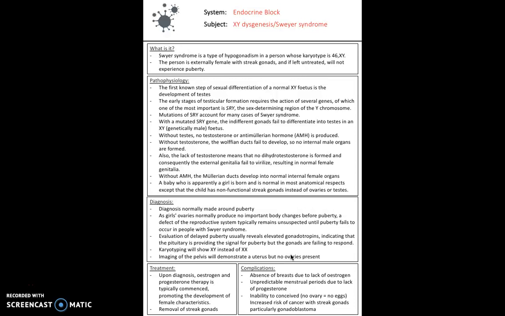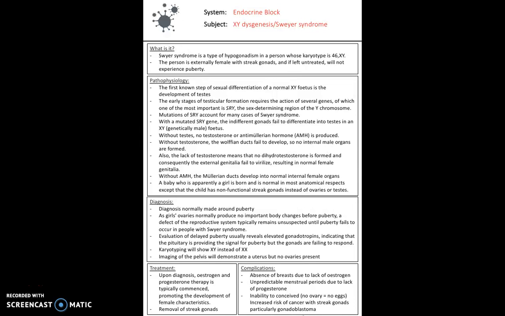If it's left untreated at this stage, which it often is, the patient will not experience puberty, and they won't know they've got XY dysgenesis normally until this point, because they notice they don't have puberty, they present to the doctors, and as a result we do this diagnostic testing, and we eventually find out that the karyotype is XY, which is of course male, and not XX, despite the appearance of a female. The complications and consequences of this are of course that the patient may not be able to have children, because if we have those streaked gonads instead of actually having ovaries, we have no eggs, and therefore as a result an inability to conceive.